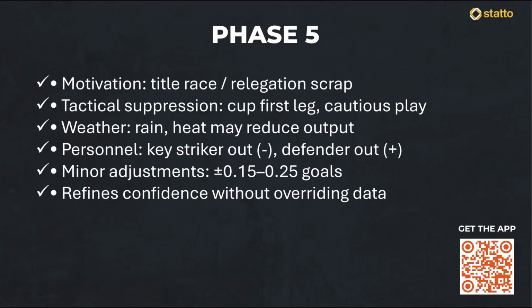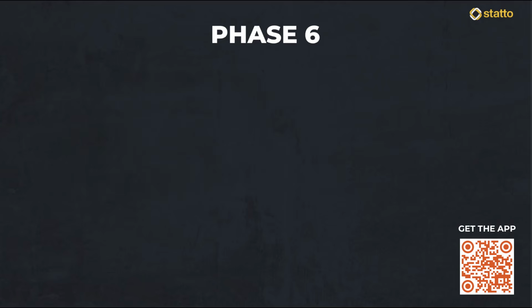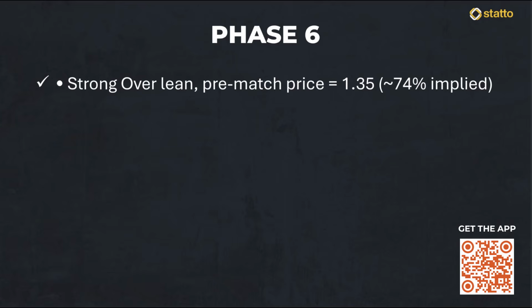And finally, we reach phase 6, which is the real edge. In-play price timing. This is where we turn a good prediction into a professional trade. Let's say we have found a match that is a strong over lean, but the pre-match price for over 1.5 is only 1.35. That represents an implied probability of about 74%, which doesn't offer much value. Most people will just take the short price and hope for the best.